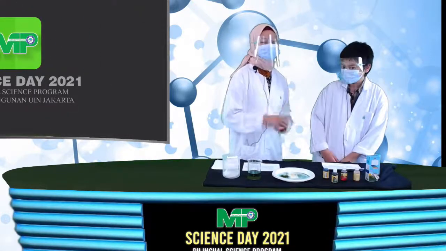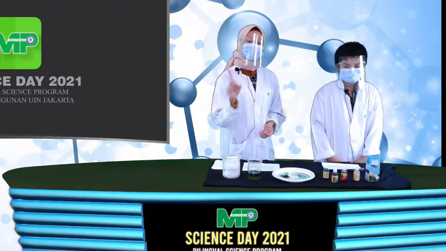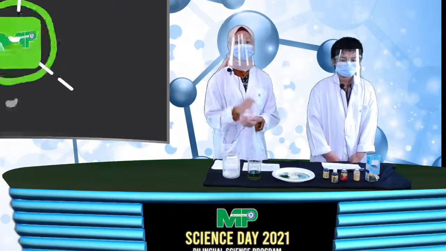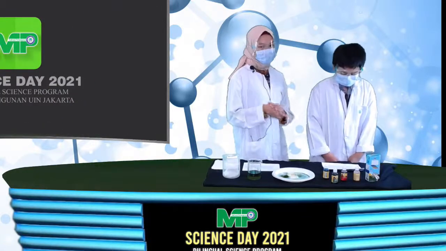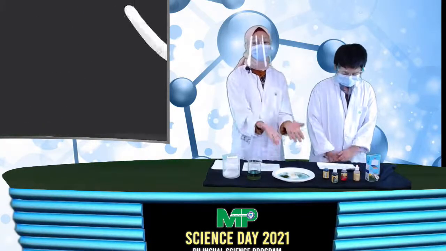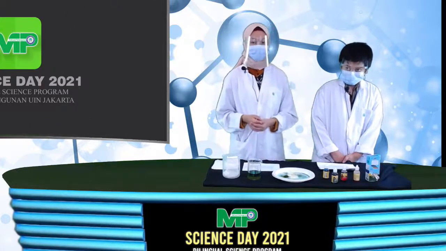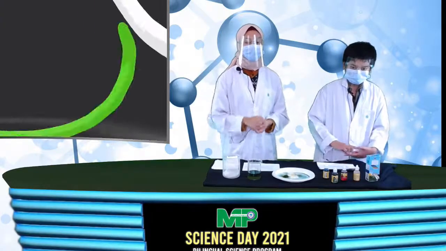Exactly. Now, before we end this section, we have one last question to the lucky participant. Just like before, the person who can answer the question correctly will get GoPay. Now, the question is, what makes the food coloring look like dancing? I've explained about this before, and if you do know the answer, type ME, M-E, to the Zoom chat box, and we will invite you to talk.